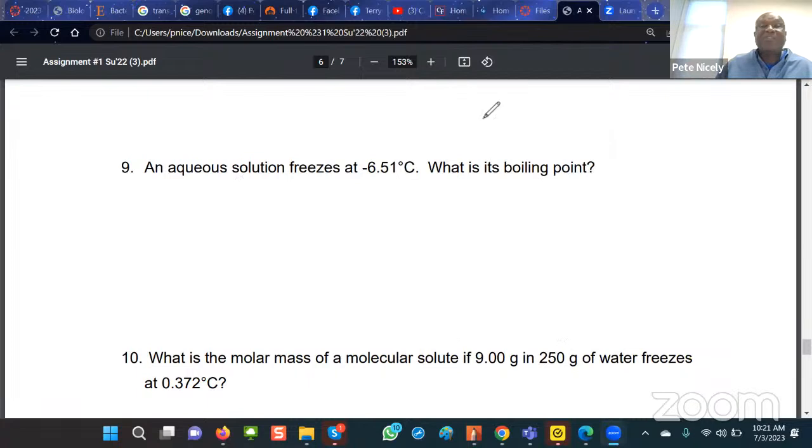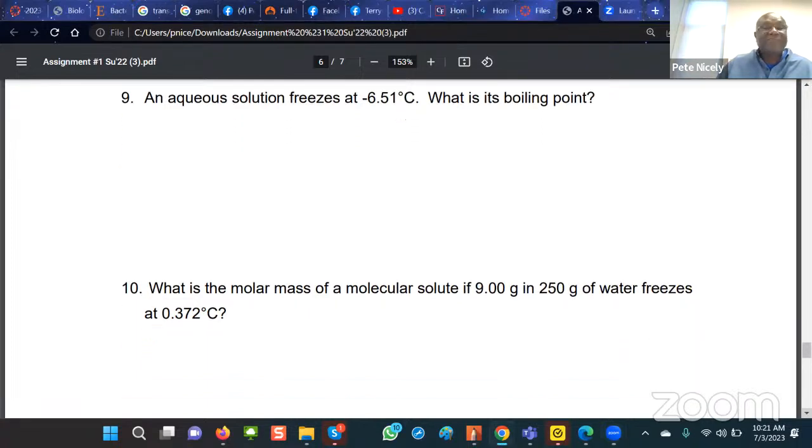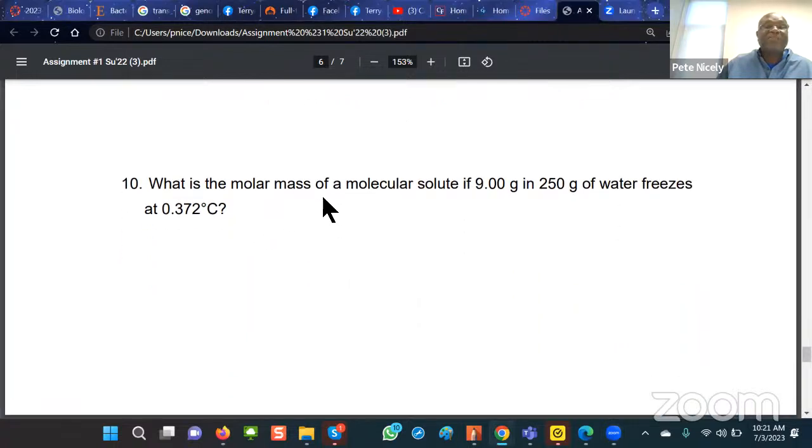And let me scroll down to the next question. So the next question says, what is the molar mass of a molecular solute if 9.00 grams in 250 grams of water freezes at minus 0.372 degrees Celsius? Okay, so let me see if you guys have any ideas as to how to deal with this one. Any ideas? What would be the first step in solving this problem?